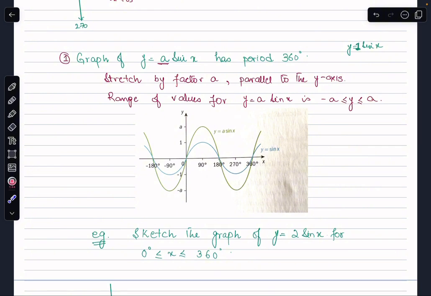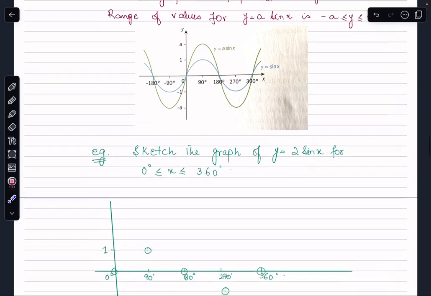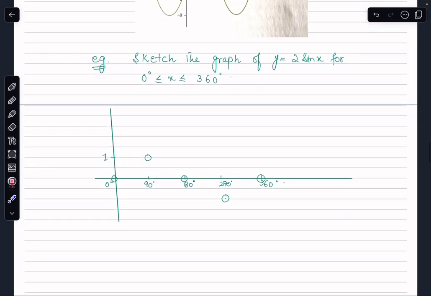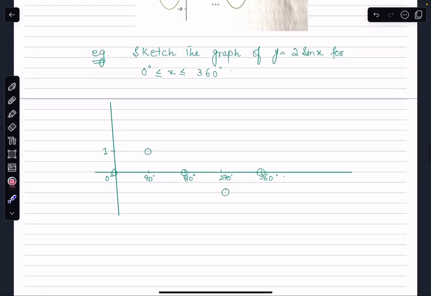parallel to the y-axis. Let's do an example. Sketch the graph of y equals 2 sine of x. So for y equals 2 sine of x, I have already marked the values for sine of 0, which is 0, sine of 90, which is 1, sine of 180, 0, sine of 270, negative 1, and 360, which is 0 again.